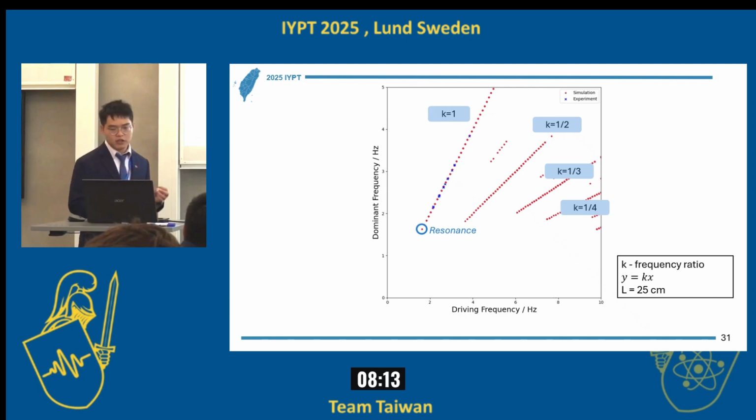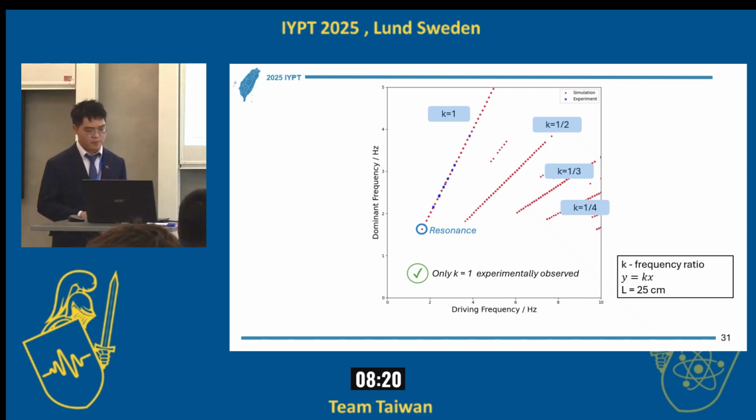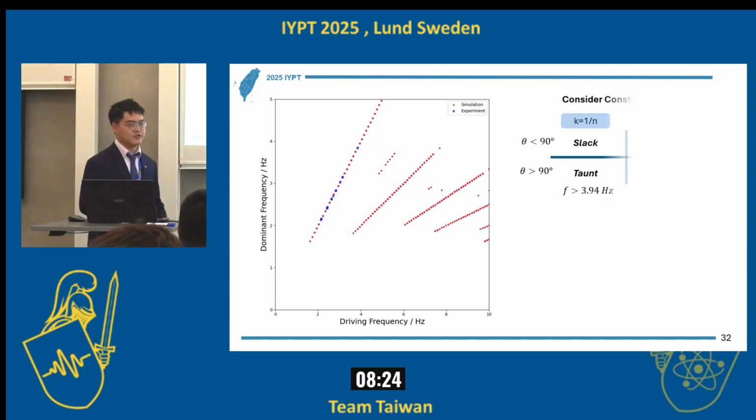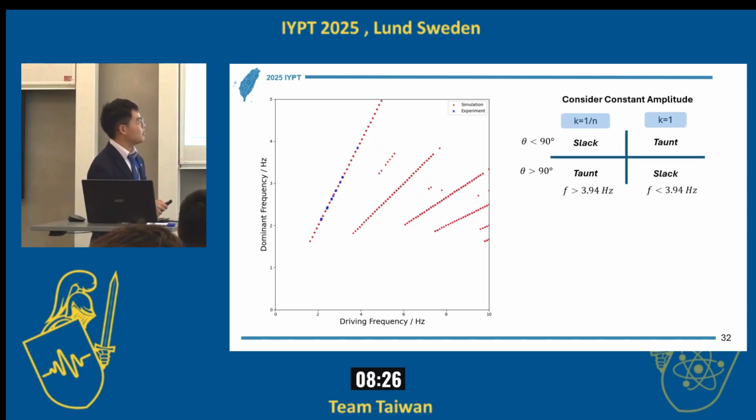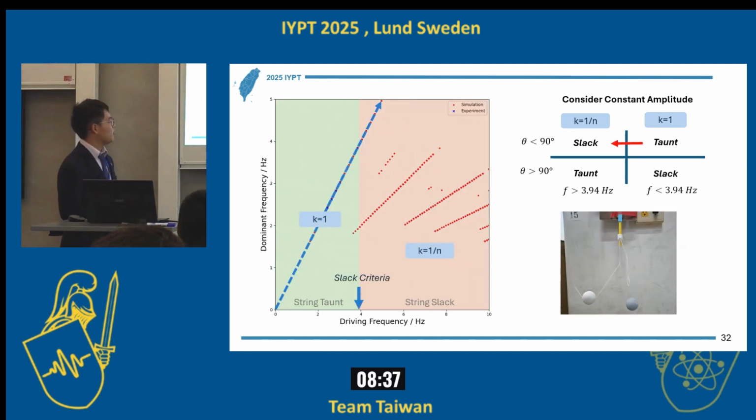However, if we plot the experimental data, we can see that only k equals 1 is experimentally observed. This is because of the string condition that we have previously mentioned. Calculating the parameters, we can see that at a frequency bigger than 3.94 Hz, a stacking will occur, thus making the other steady states not possible in those strings.